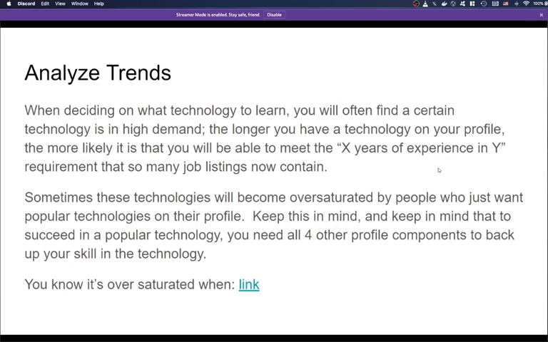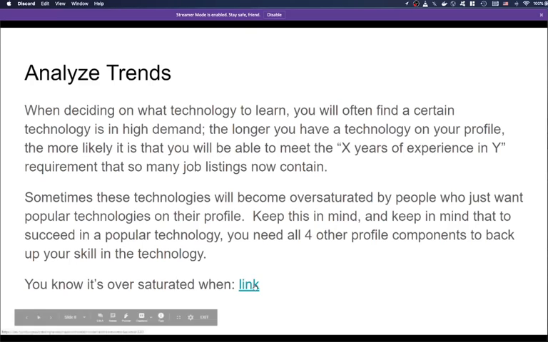So did I hear someone speak out? No? Okay. Sometimes these technologies become greatly oversaturated by so many people who just want popular technologies on their profile. You should keep this in mind too when learning a popular technology. You cannot exclusively have just the technology. You should also have all of the other four profile components to back up your mastery of the technology.